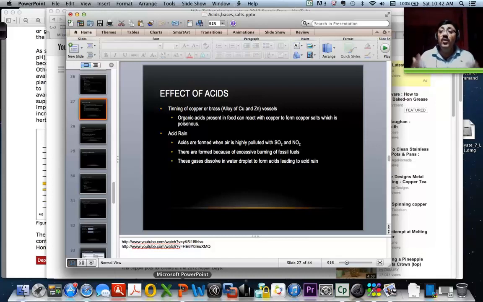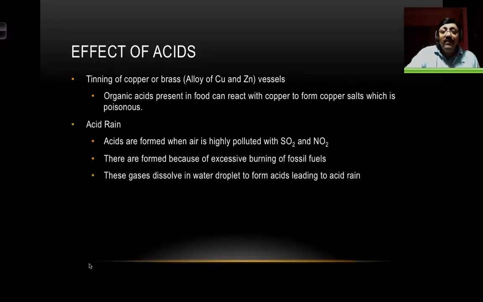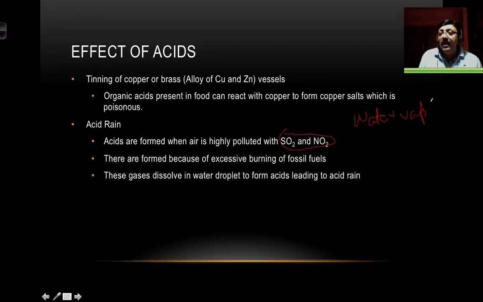And all these fuels, for example the coal, when it is burned, it produces gases like sulfur dioxide and nitrogen dioxide. So when we burn fossil fuels like coal, it produces these kinds of gases, sulfur dioxide and nitrogen dioxide. And what happens is when they go up in the atmosphere, the atmosphere has water vapor, right?